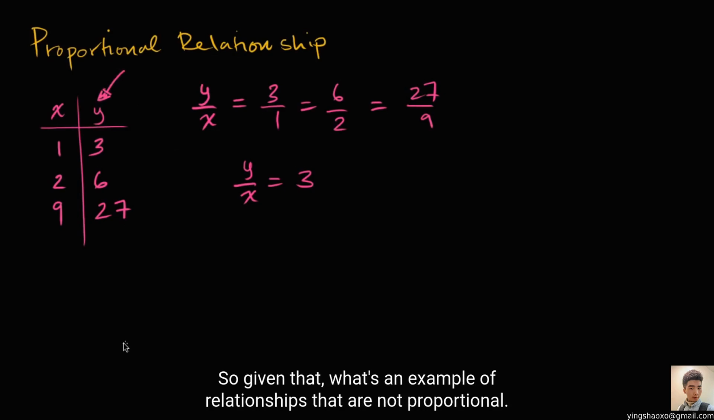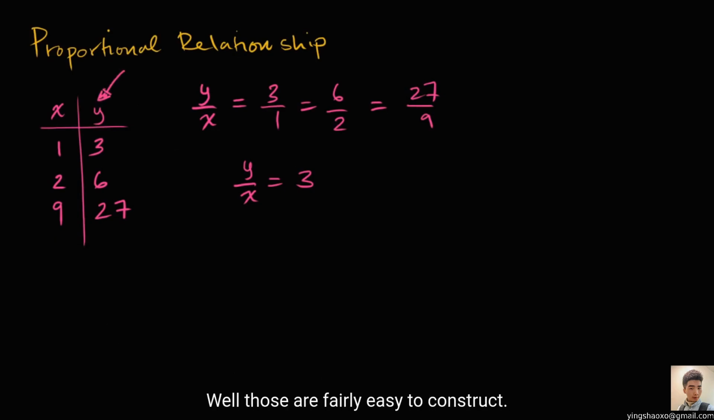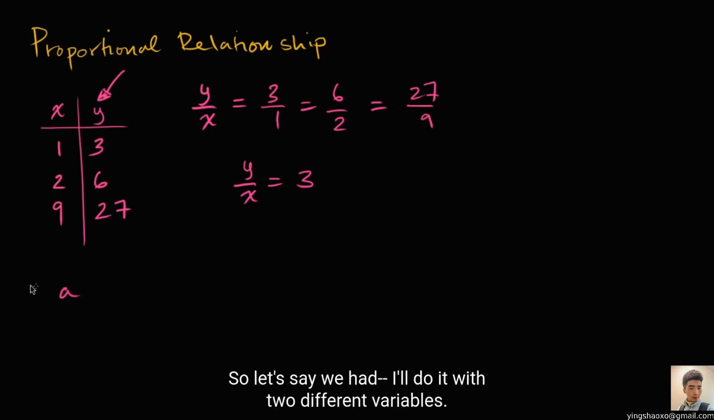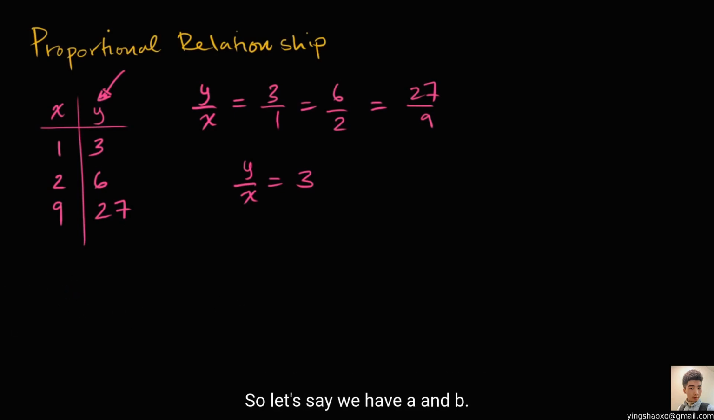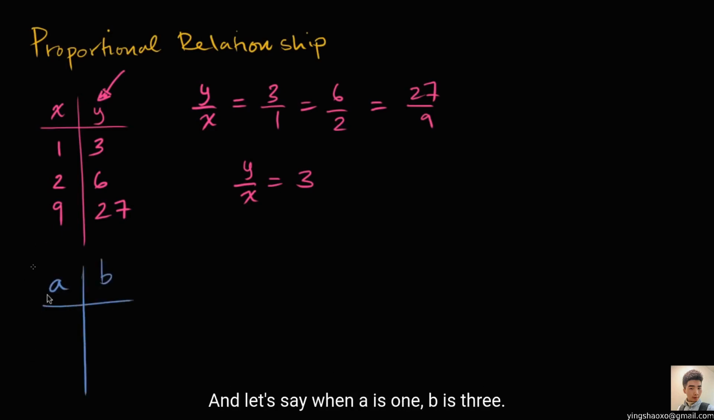Given that, what's an example of relationships that are not proportional? Well, those are fairly easy to construct. Let's do it with two different variables. Let's say we have A and B. When A is 1, B is 3. And when A is 2, B is 6. And when A is 10, B is 35.